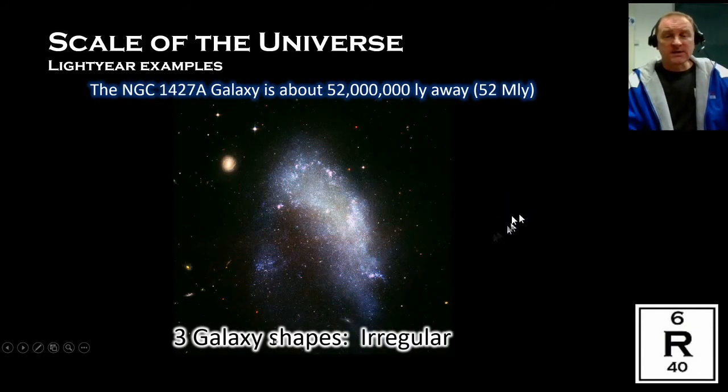The last type of galaxy shape we're going to talk about is irregular. Irregular is basically anything that's not spiral or elliptical. They could be anything else that's irregular. So here's an irregular galaxy, and I don't know the story behind the name of this one, but it's NGC 1427 Alpha Galaxy. Sounds like an address. Anyways, it's 52 mega light years away, 52 million light years away to get to this galaxy here. And again, just the odd shape, it's irregular. It's not elliptical, it's not spiral, it's irregular.